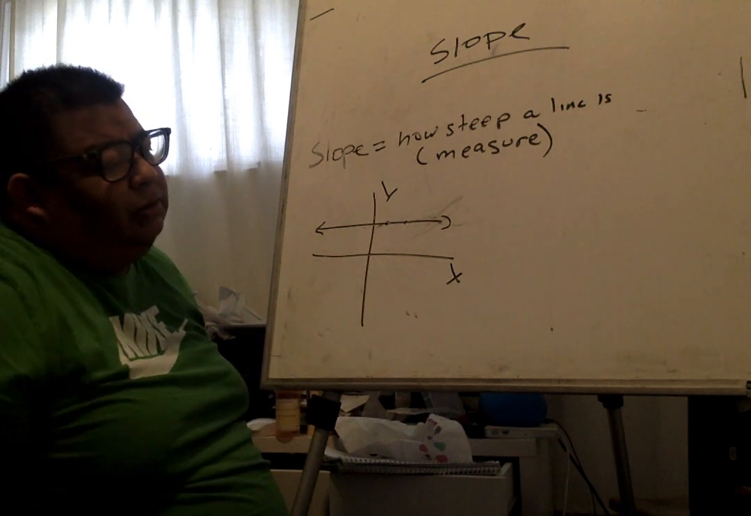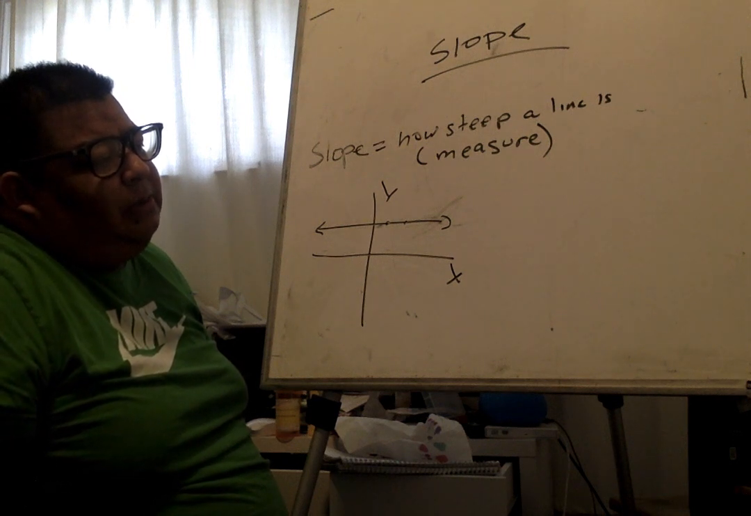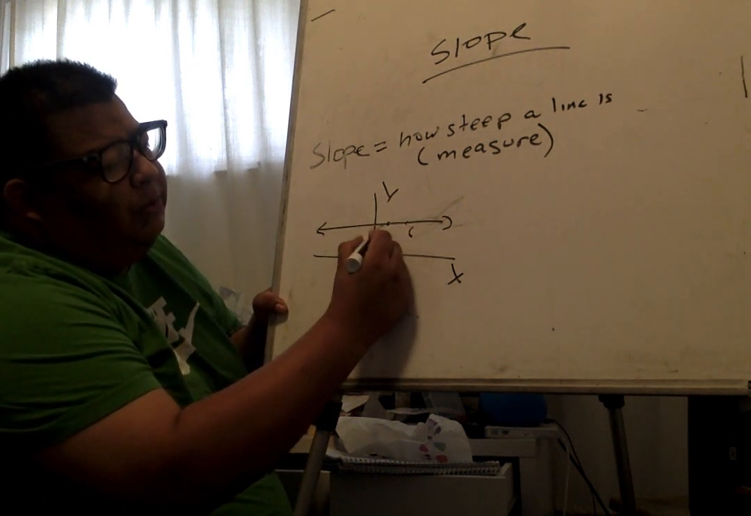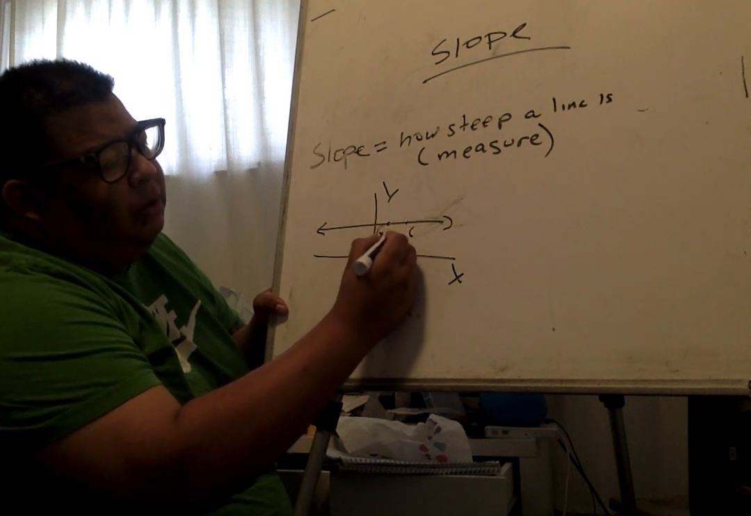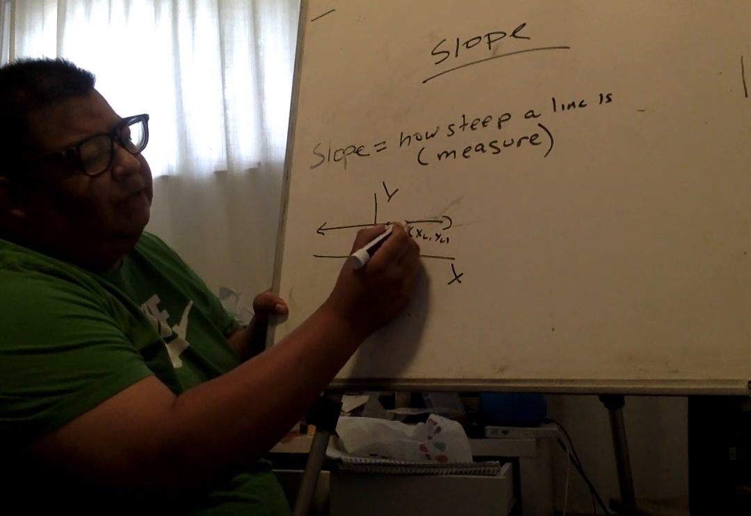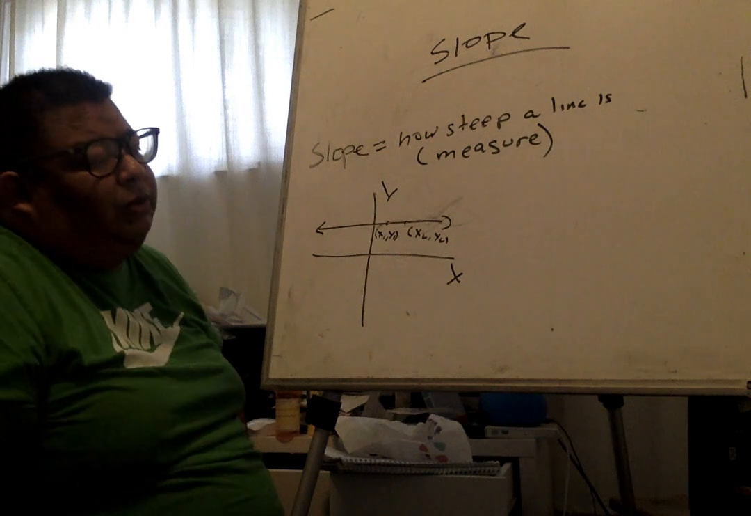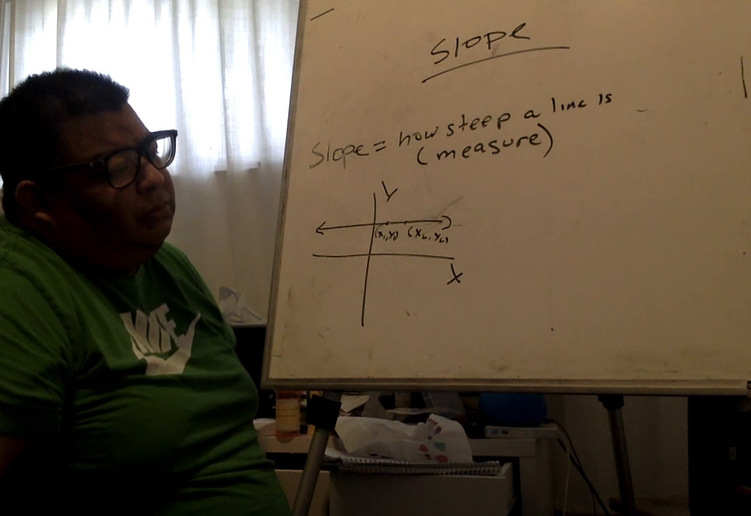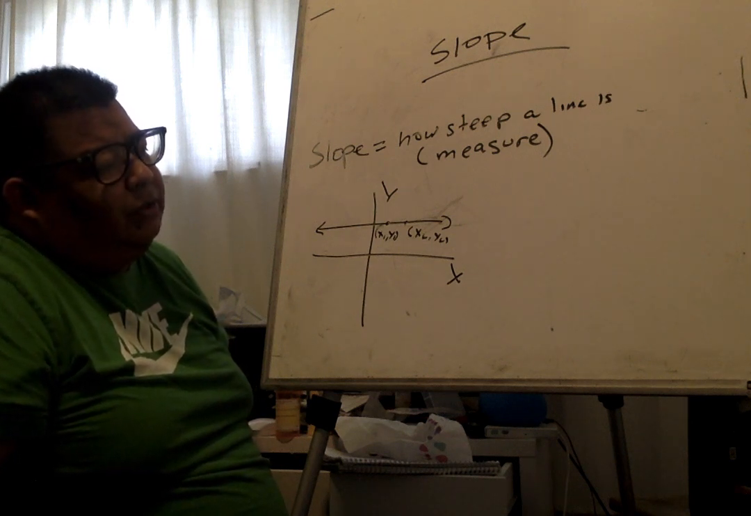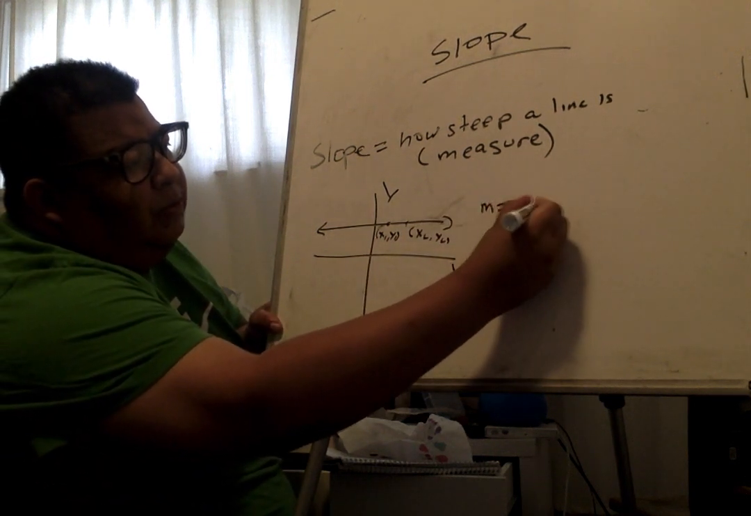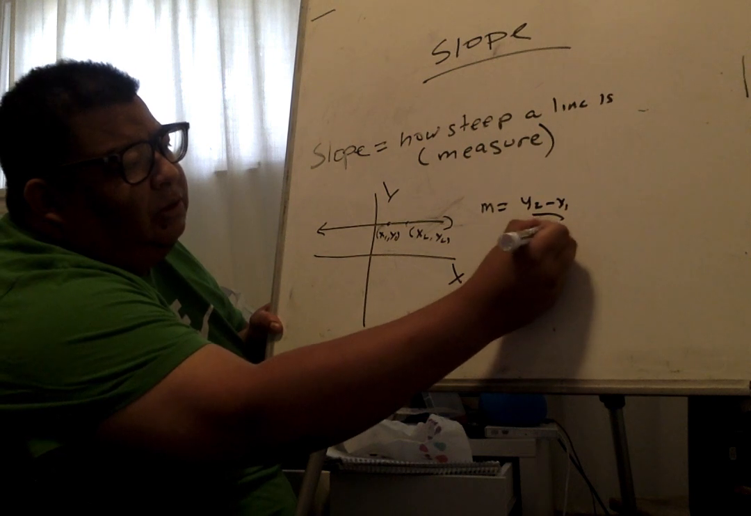So for this one, notice we have 2 points. This will be x1, y1. This will be x2, y2. This is the first point, the second point. So to find the slope, you need 2 points. The slope of a horizontal line, if you look at the formula, is y2 minus y1 over x2 minus x1.